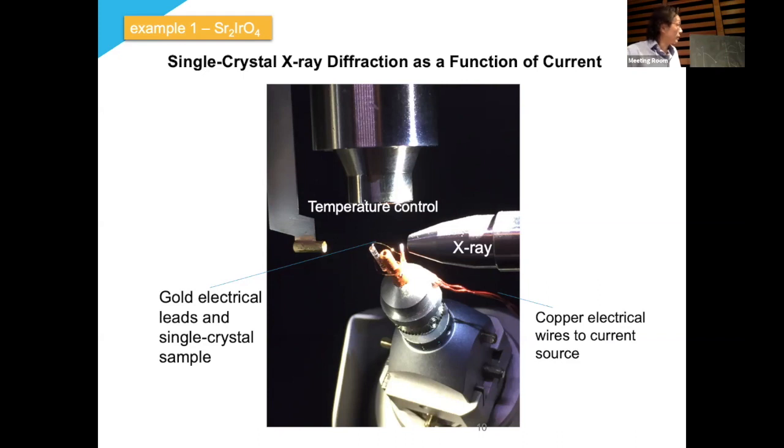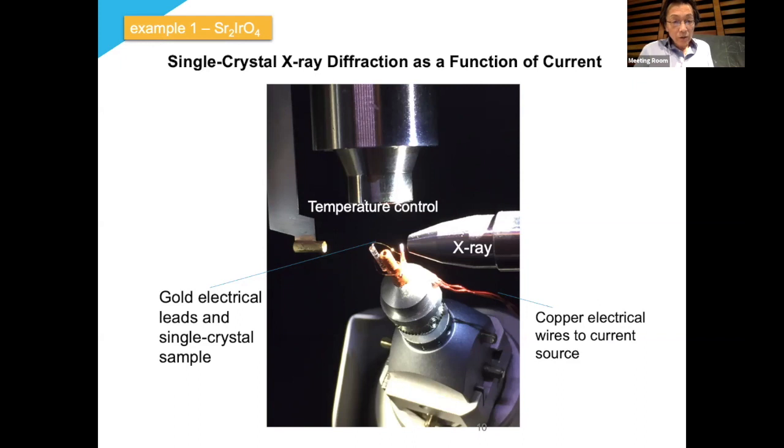So what we can do is single crystal X-ray diffraction as a function of current. We also have temperature control here, so we can also run diffraction as a function of temperature. So we have two parameters that we can change: one is current, the other is temperature.